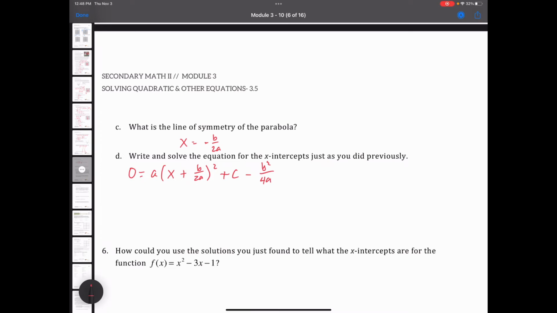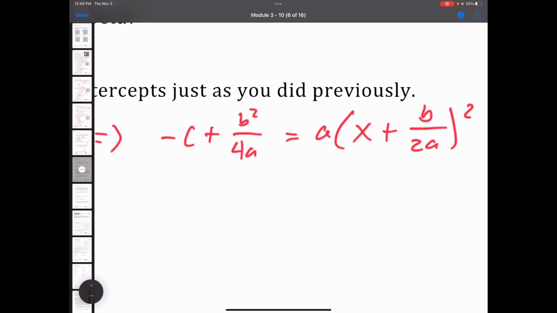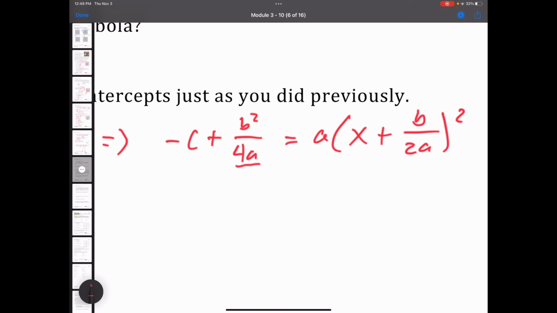Okay, and we need to try to get x by itself. So what I see first is I want to get rid of additions and subtractions. So I'm going to add b squared over 4a to both sides, and I'm going to subtract c from both sides. So minus c plus b squared over 4a. And the next line should read negative c plus b squared over 4a is equal to a times x plus b over 2a quantity squared. Okay, so right here I also see this little fraction here, whole number here.